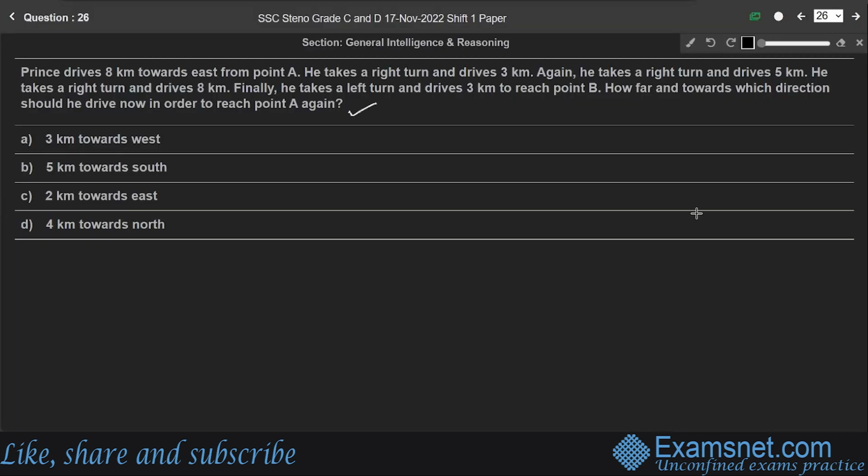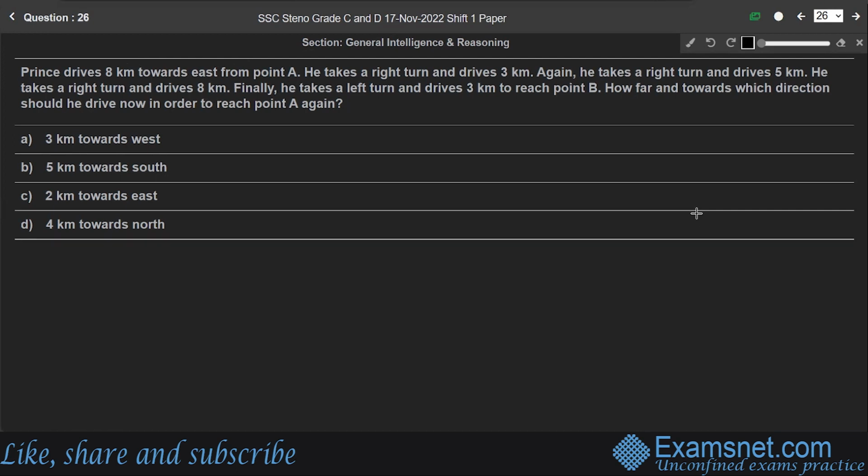Question 26. A prince drives 8 km towards east from a point A. He takes a right turn and drives 3 km. Again, he takes a right turn and drives 5 km. He takes a right turn and drives 8 km. Finally, he takes a left turn and drives 3 km to reach point B. How far and towards which direction should he drive now in order to reach point A again?